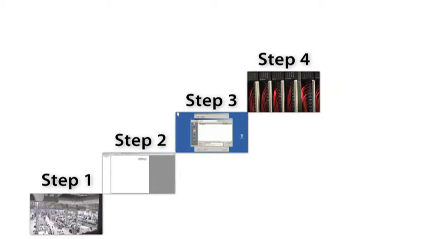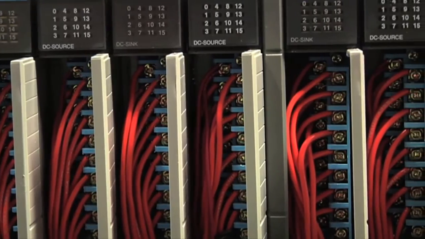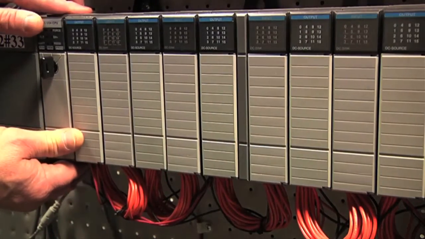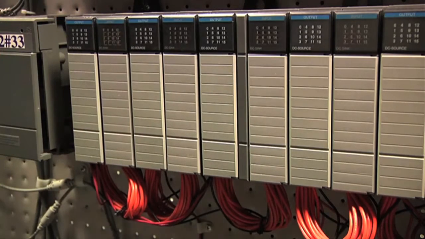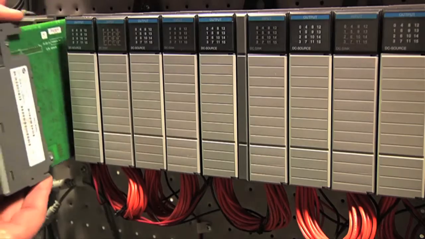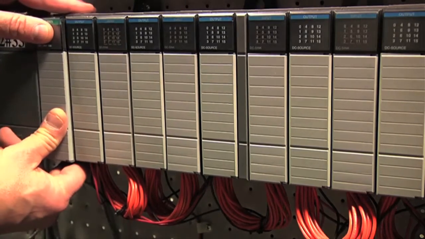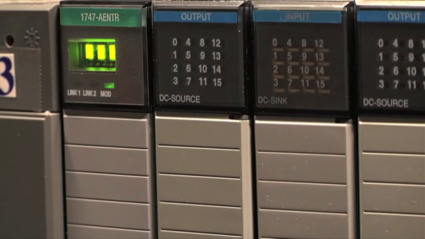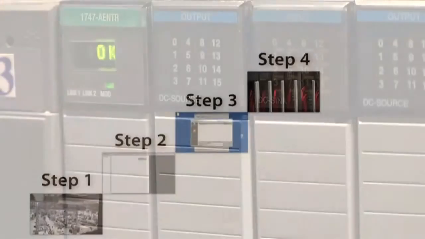Step 4. Mount and wire the CompactLogix system and replace the SLC first slot modules, that is, the SLC processor or communication adapter module, with the SLC EtherNet adapter, the 1747-AENTR. Utilizing this module allows you to retain your existing SLC I/O and preserve existing field wiring while allowing your SLC I/O chassis to be controlled from your new CompactLogix controller.